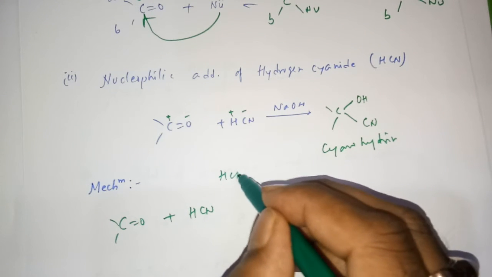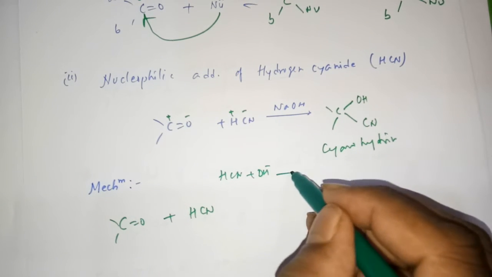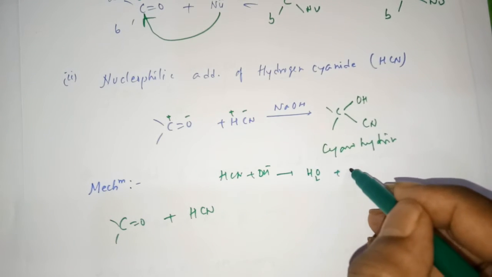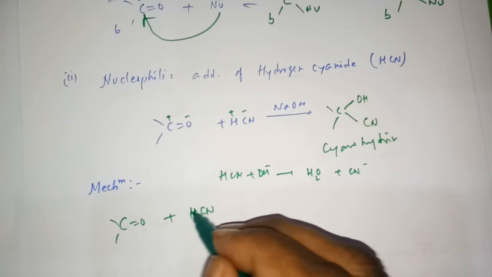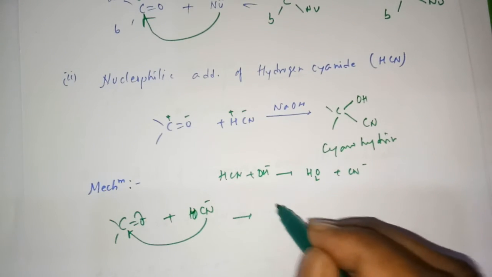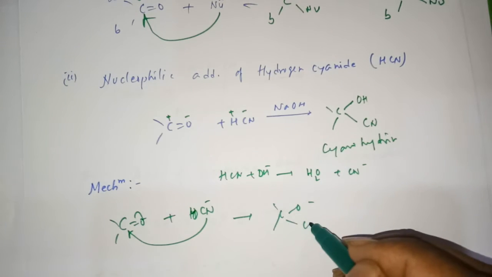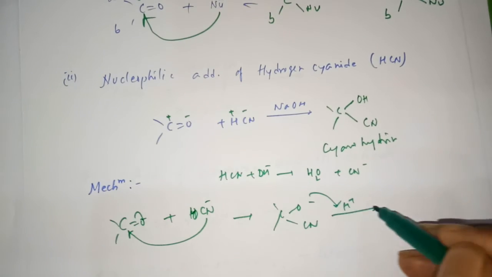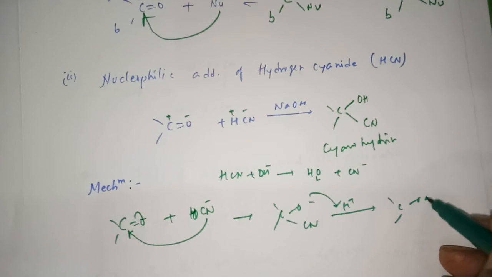First of all, HCN reacts with sodium hydroxide, forming water and CN negative, the nucleophile. The CN will attack here, oxygen goes here, then H positive adds, giving OH and CN.